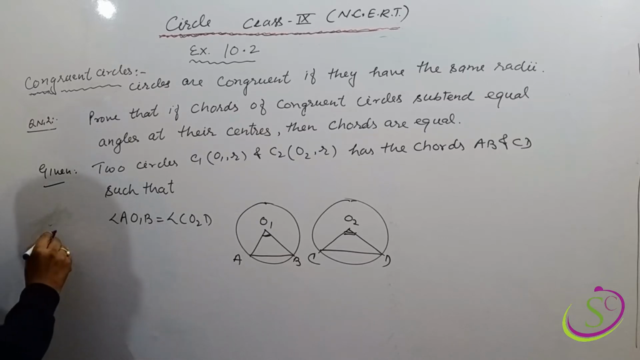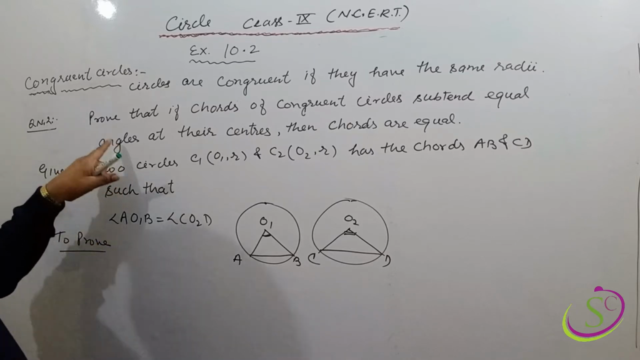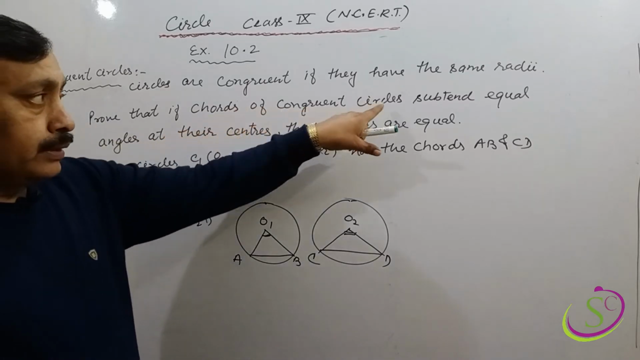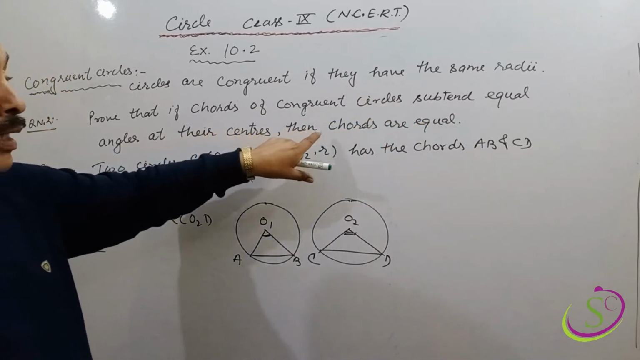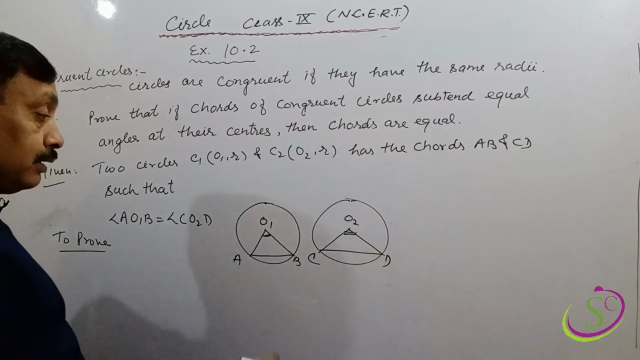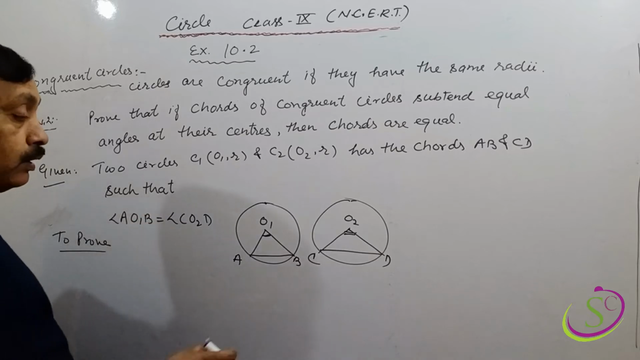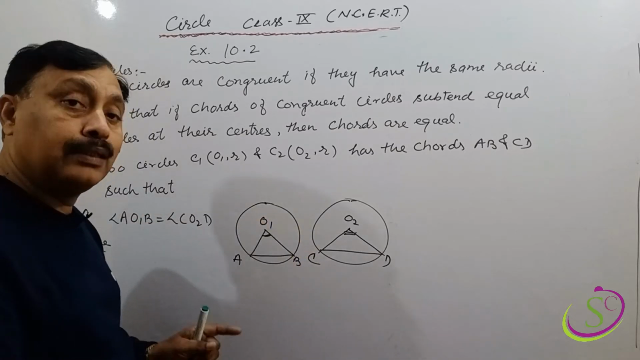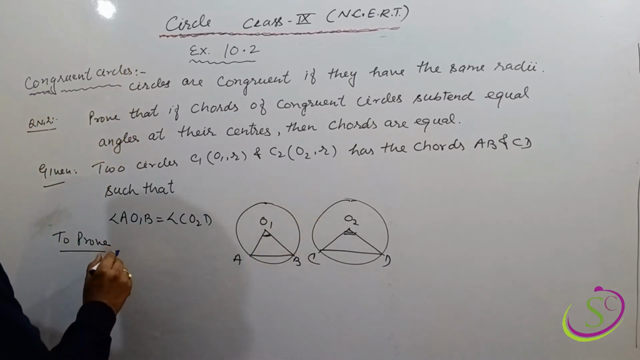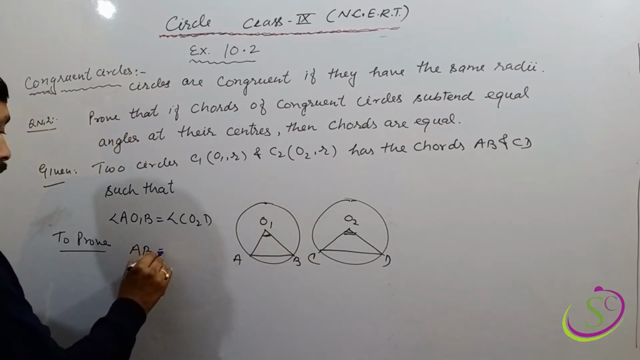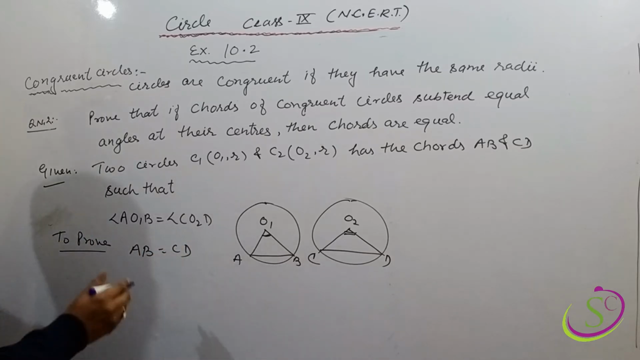And to prove: if chords of congruent circles subtend equal angles at their centers, then the chords are equal. Here these two chords AB and CD will be equal if both the chords subtend equal angles at their centers. Clear? So AB equal to CD we have to prove. Clear?